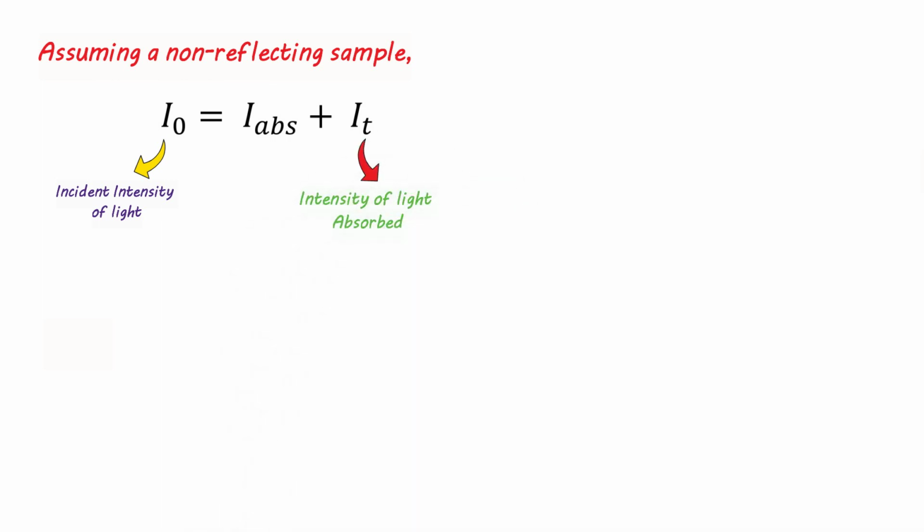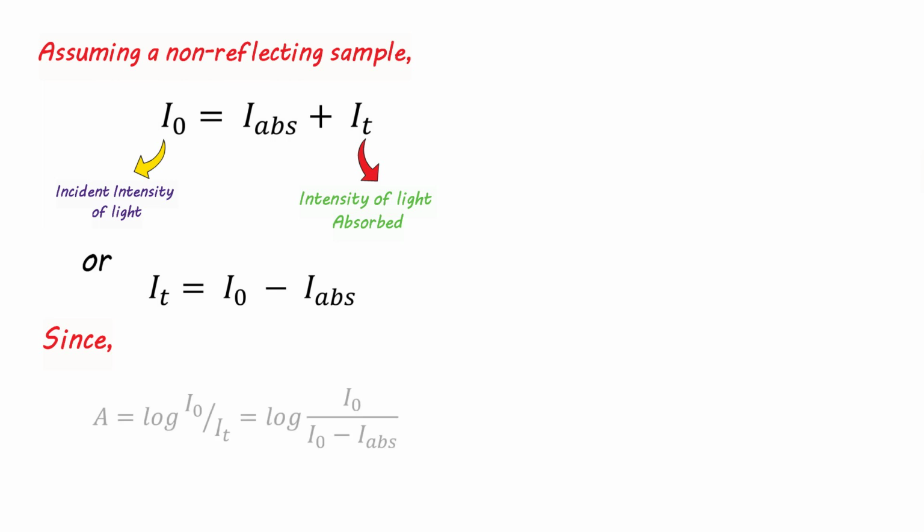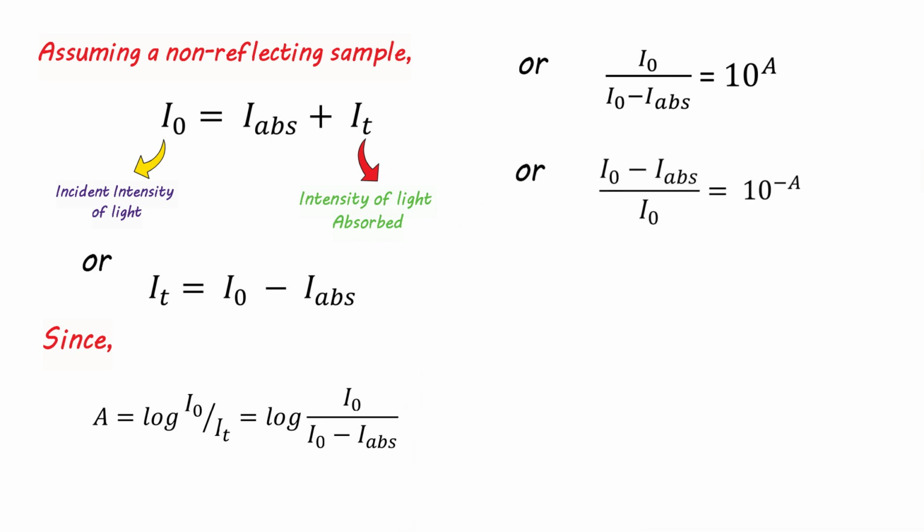Rearranging the expression, we get IT equal to I0 minus IABS. Since we know absorbance is equal to log of I0 by IT, which is equal to log of I0 divided by, put the value of IT here, I0 minus IABS. Rearranging the equation further, we get I0 by I0 minus IABS equal to 10 to power A. Take the reciprocal, I0 minus IABS divided by I0 will be equal to 10 to power minus A.